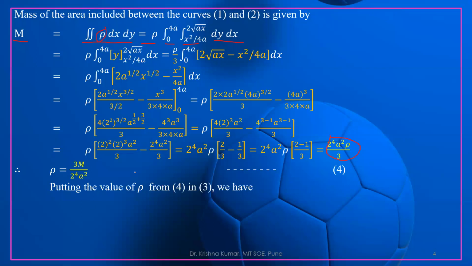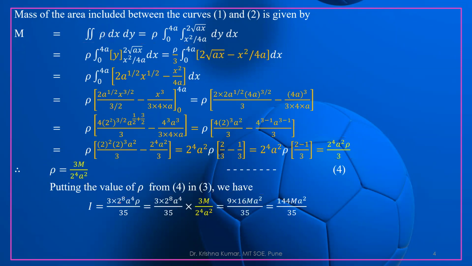So what is the value of rho? Rho is equal to 3m upon 2 to the power 4 a to the power 2. Now putting the value of rho from equation 4 into equation 3, what we have, I is equal to 3 upon 2 to the power 8 a to the power 4 into rho upon 35. So we have to put the value of rho from here. So this is 3m upon 2 to the power 4 a to the power 2.